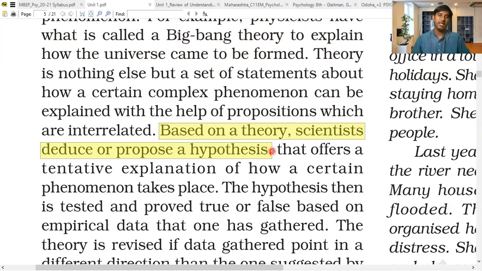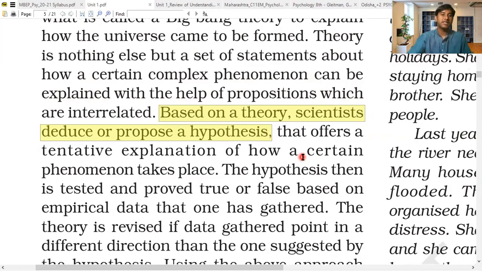If there is a theory, even to examine the theory and to objectify that theory, they deduce these facts and propose a hypothesis. There are also inductive and deductive models. There are two models. One is the deductive model, in which they form a hypothesis based on a theory, and on the theory we have some facts, that is, propositions. Based on that, they propose some hypothesis that offers a tentative explanation of a phenomenon, how a certain phenomenon takes place.